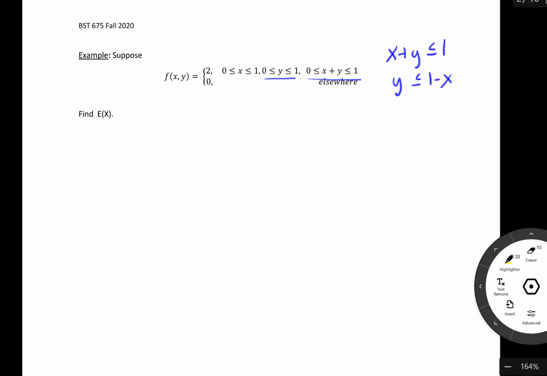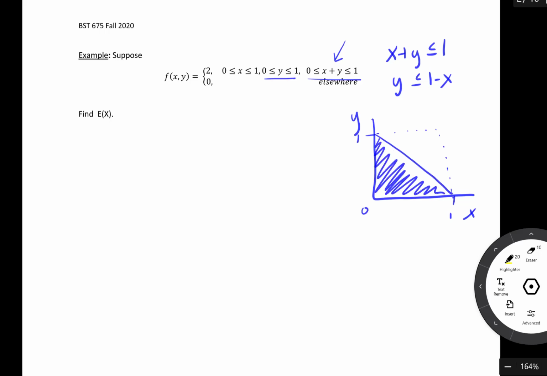So the first thing I'm going to do is draw what that support space looks like. I'm going to have x along this axis, y along this axis, again restricted between 0 and 1. We've seen something similar before. And because of this restriction right here, we know that this is the area we are interested in, our support space.